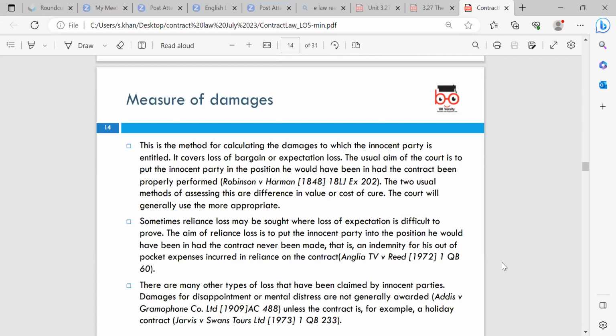Whilst damages generally seek to put the parties in the position they would have been in had the contract been performed, it was held that the parties may elect to claim reliance loss and recover expenses incurred in an abortive transaction. Thus, Anglia was able to recover their expenses from the defendant.